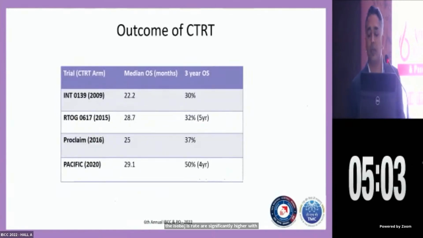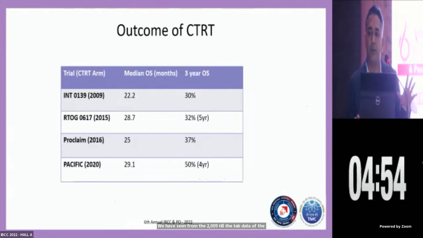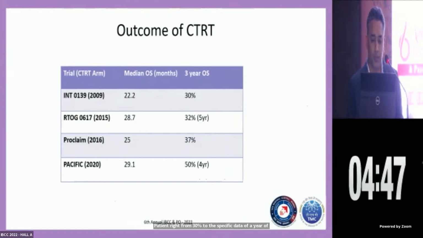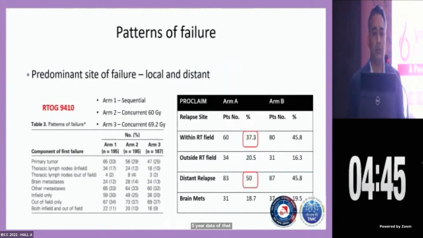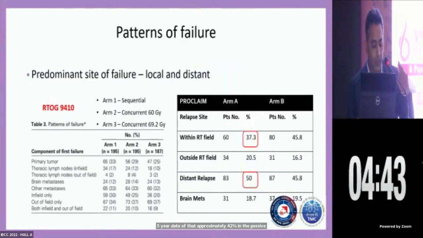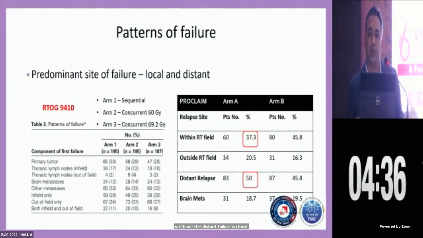Now, what are the outcomes of the chemoradiation therapy? We have seen from 2009 till the data of the PACIFIC trial that we have improved the overall survival of the CTRT patient, from 30% to the PACIFIC 5-year data of approximately 42%. If you look at the patterns of failure, the most common two culprits are local failure as well as distant failure. Local failure is in the tune of 40%, and the distant failure is 40 to 60%.